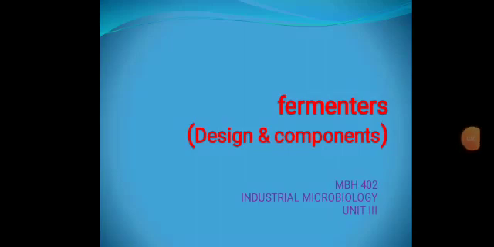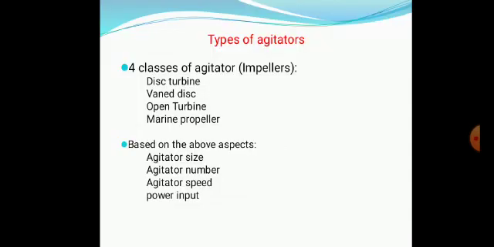In continuation to our previous class on agitators, we have seen four types of agitators: disk turbine, vane disk, open turbine, and marine propeller. Not only the classes of agitators are important, even how the agitators are arranged matters, that is, the size of the agitator based on the quantity of media you are using in the fermenter, the nature of the microorganism, and the viscosity of the medium. The size of the agitator also will differ.